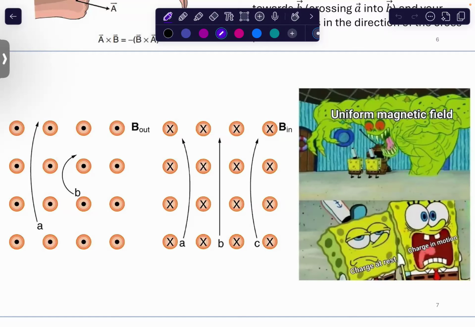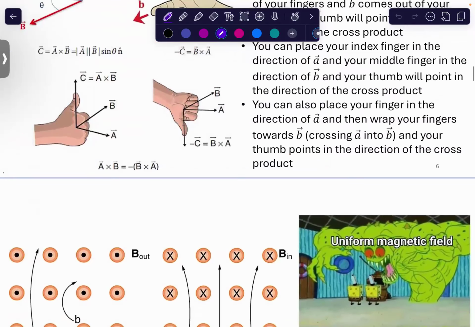But let's see. Who's taking a look at the assignment that's up? Let's do this Friday. Okay. Did you look at question 2?